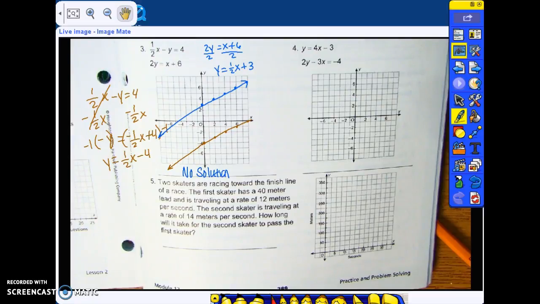For number 4, y equals 4x minus 3 is already in slope-intercept form, so I'm going down to the -3 and putting a point. And I'm going to go up 4. Since it's a whole number, I go to the right 1. Up 4, to the right 1. And this is my graph.